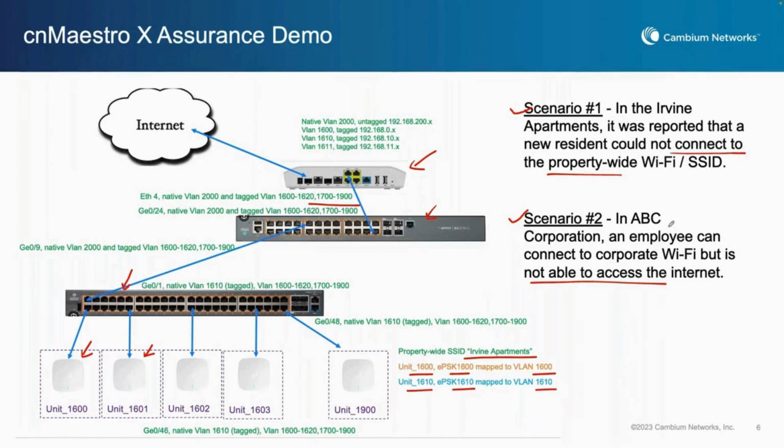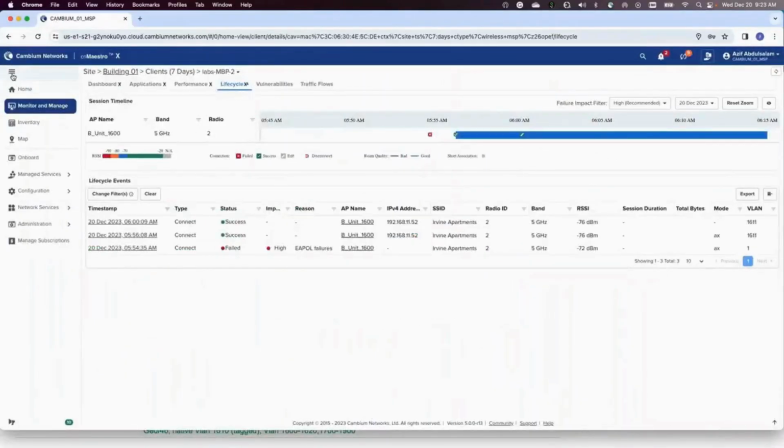In this case, the employee was working in the San Jose headquarters office, and was roaming, visiting a new office in Ohio, using the same corporate laptop. That's why the password profile is there and he is able to connect, but not able to access the internet when he reached the Ohio office. Let's quickly check what the issue is here.